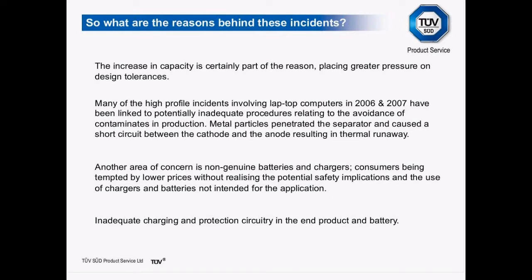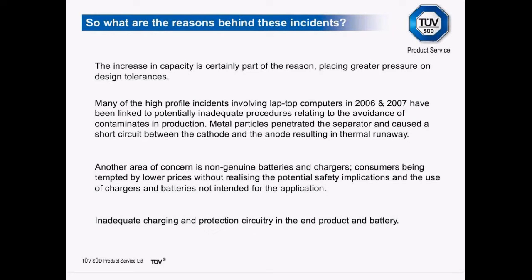Another area of concern for manufacturers is the use of non-genuine batteries and chargers. Consumers are always tempted by cheaper, lower pricing. So when their battery is faulty or their charger no longer works, they will find an alternative part that may not be recommended by the manufacturer without realizing what the real safety implications are. And also, people tend to try to use chargers and maybe batteries that are not actually intended for the application.